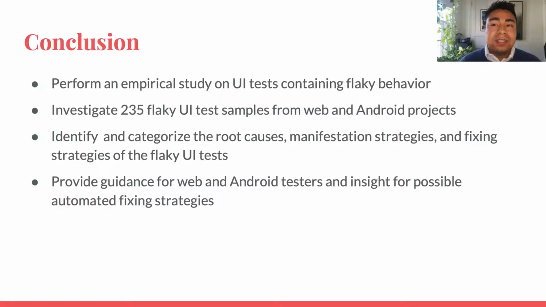In conclusion, we performed an empirical study on UI tests that contain flaky behavior. We investigated 235 flaky UI test samples from both web and Android projects. We identified the root causes, manifestation strategies, and fixing strategies applied on the samples. Our results provide guidance for web and Android project testing and give insight on possible automated fixing strategies.